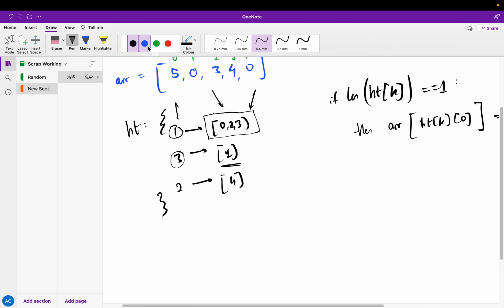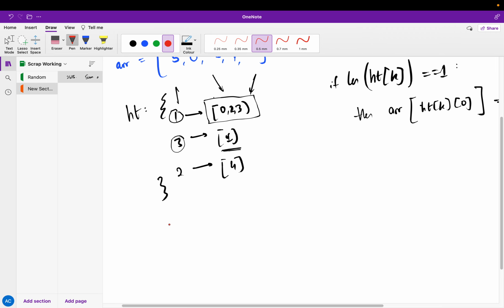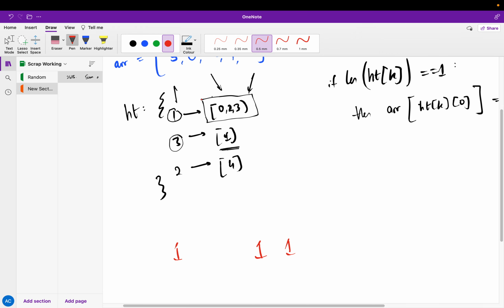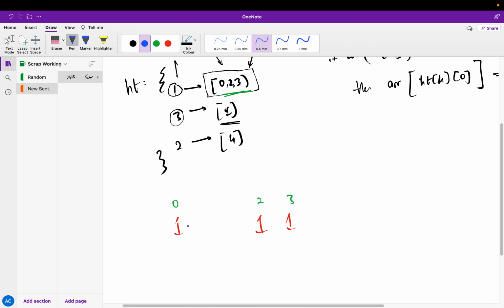So let me try and separate this out. We have a 1 at index 0, a 1 at index 2, and a 1 at index 3. Index 0, index 2, and index 3. And that's what this information tells us. From there, how can I pre-process these sums at all? So for example, if I know that the distance between the first two is 2 and the distance here is 1, just by looking at adjacent pairs, can I quickly compute things or no?